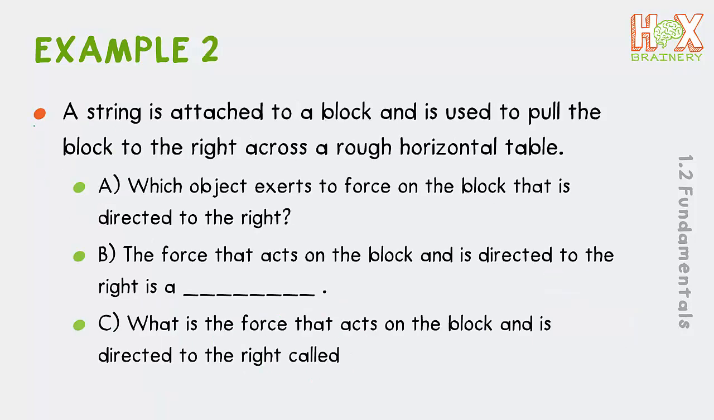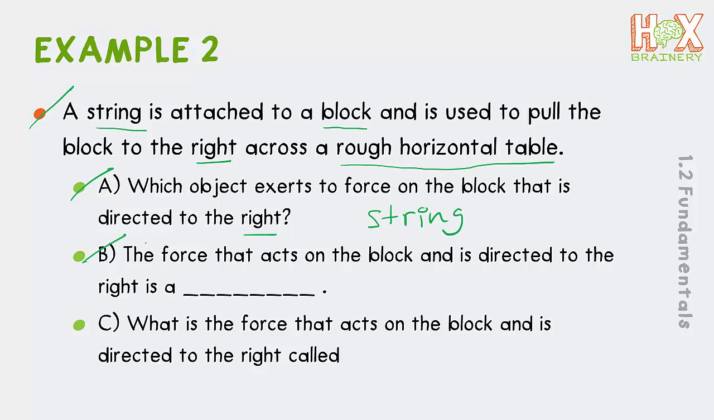Why don't you try to answer example 2 for me? So we have a string that's attached to a block, and it's used to pull the block to the right across a rough horizontal table. Let's just try to answer these questions. For part A, which object exerts a force on the block that is directed to the right? Would that be the block itself, the surface of the table, or the string? Very good, that's the string.